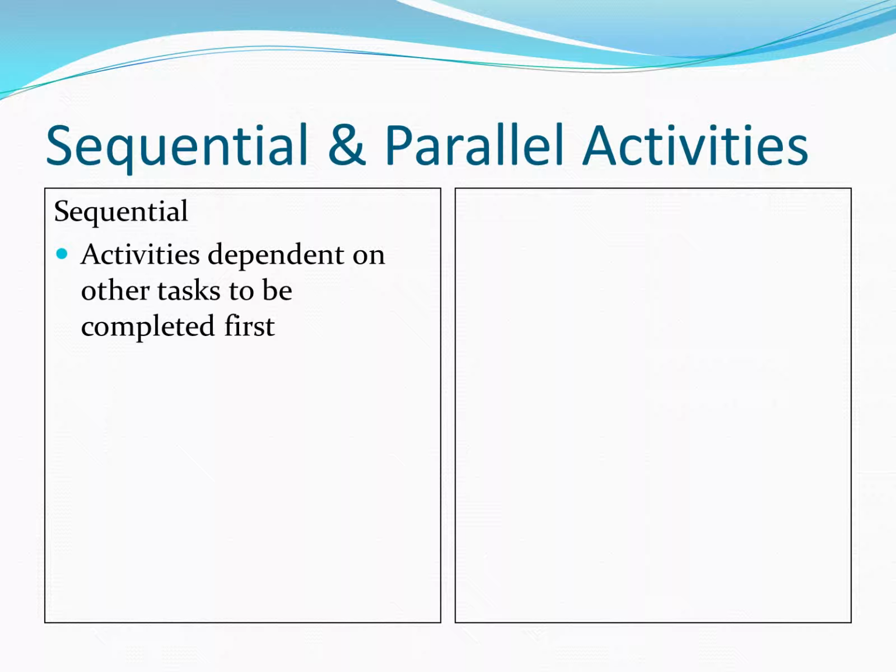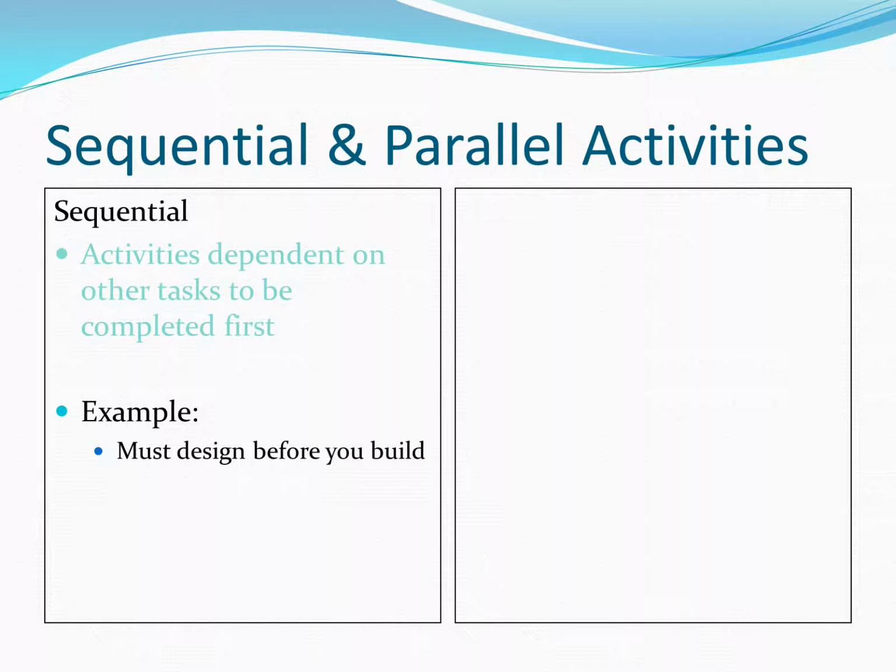So we talked briefly about parallel and sequential activities. Sequential activities need to be done in a specific order. Going back to my party scenario, we can't begin barbecuing until the propane tanks have been filled. So the task of barbecuing is dependent on the task of propane tanks being filled. Another example would be something that must be designed before you build. These are also called linear tasks.